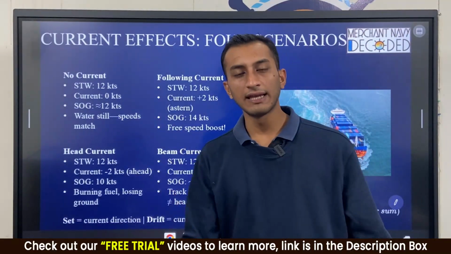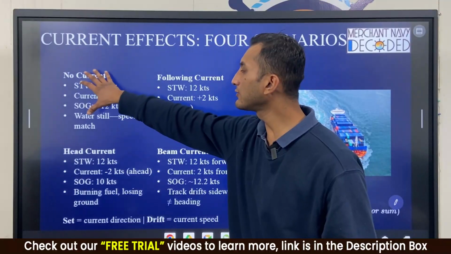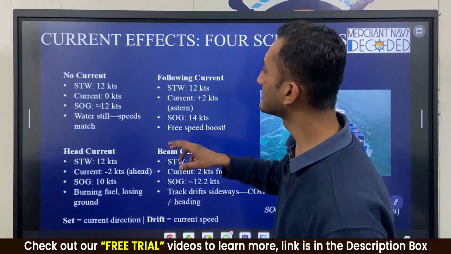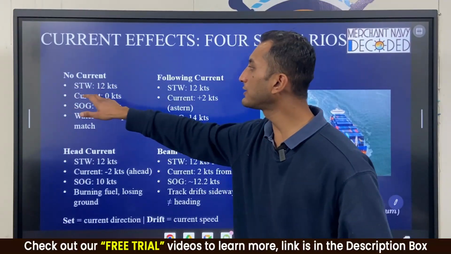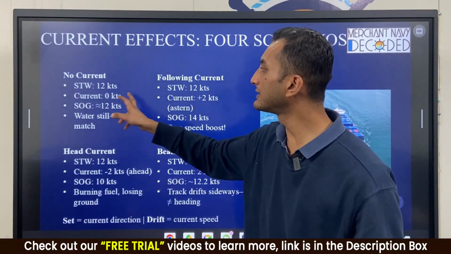Now let's clarify our doubt. First we'll take into consideration that there is no current. Our speed through water is 12 knots, and there is no current.